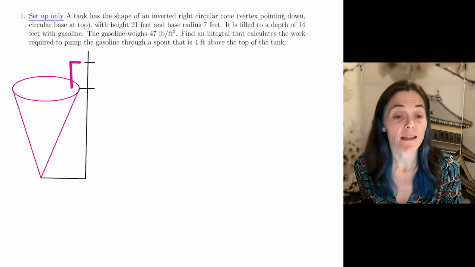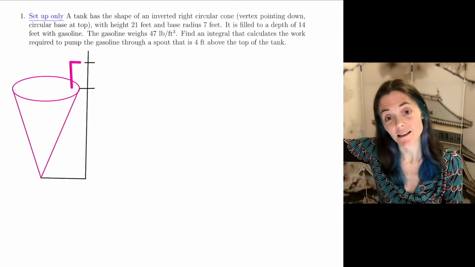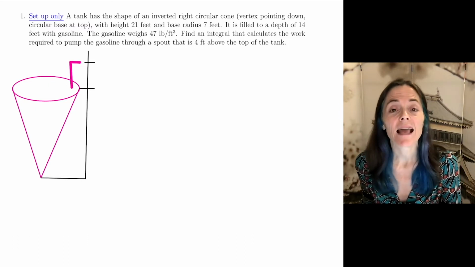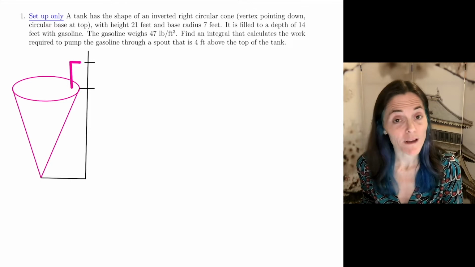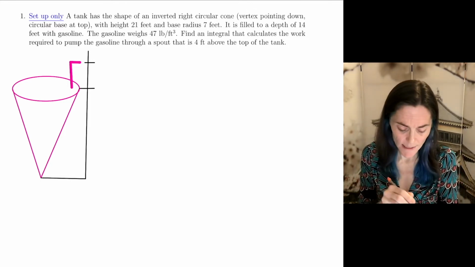We want to find an integral that calculates the work required to pump the gasoline through a spout about 4 feet above the tank. The first thing that we notice before we do anything else is we are in US customary for our units. That's important in our setup.